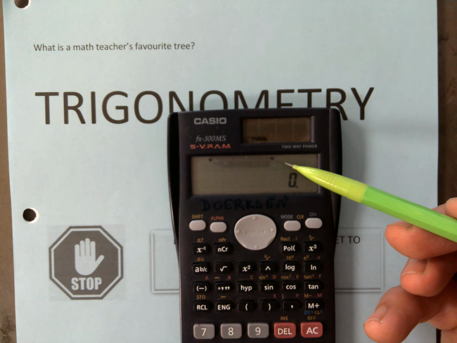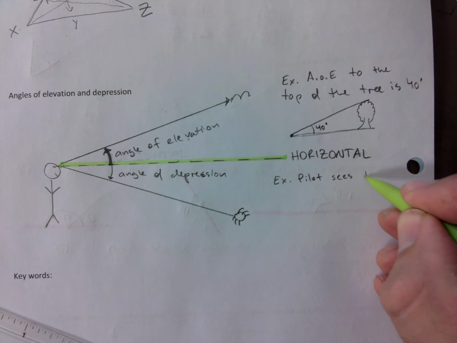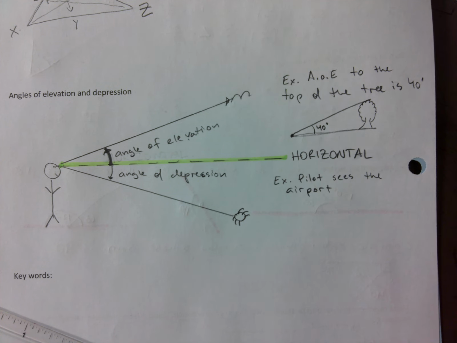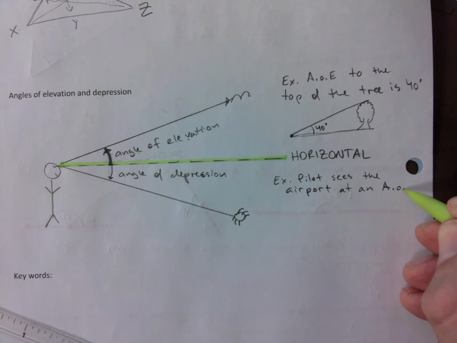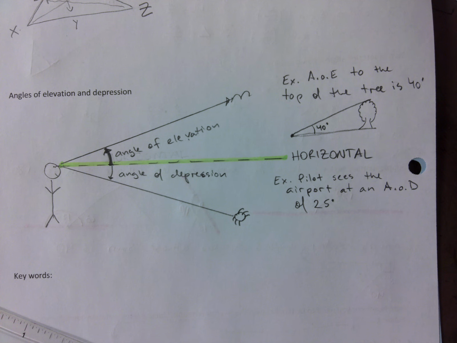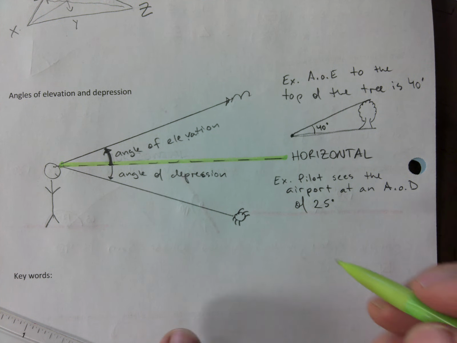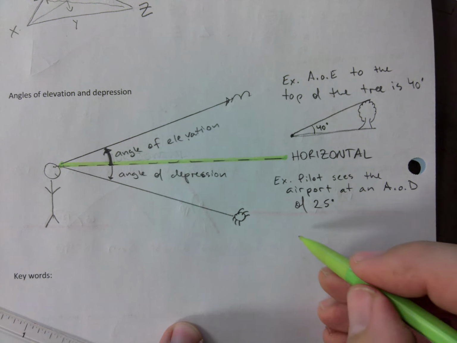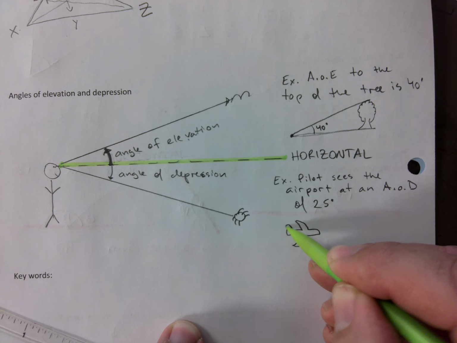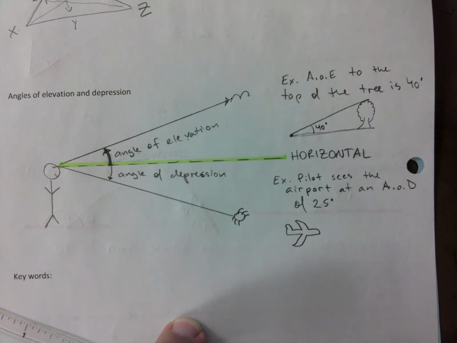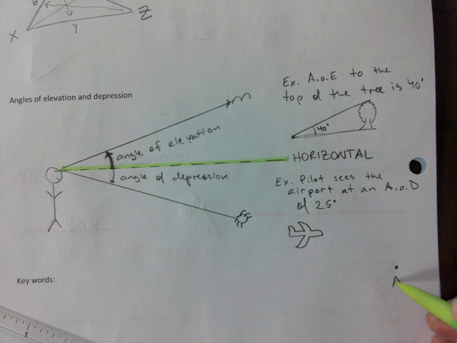Okay, so example, a pilot sees the airport at an angle of depression, that's what AOD stands for, of 25 degrees, let's say. So the idea is here, a pilot is flying and looks down. Obviously, it would have to be an angle of depression. So imagine the plane is up here. I'm showing my weaknesses by, looks like a bird turning into an airplane. Anyways, and this is the airport right here for us.